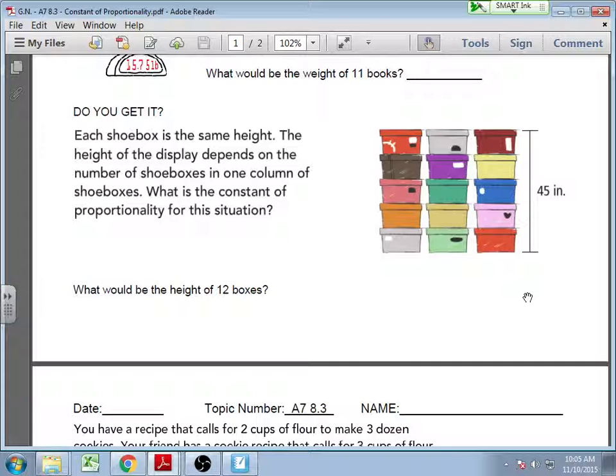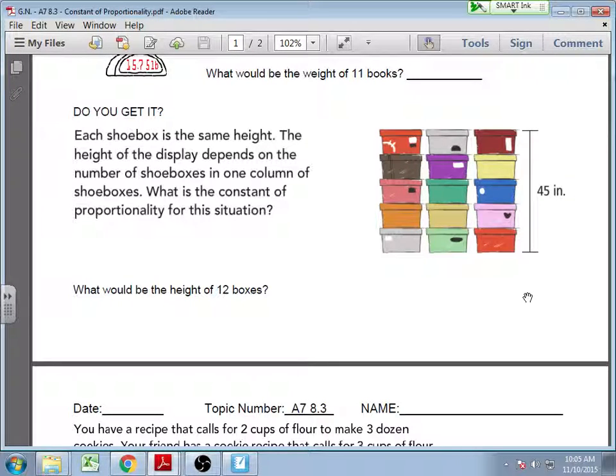Actually, better question. I'll tell you, you can't reach the top. What size of ladder would you need to reach the top? I'm going to take that problem a little bit farther. Is this constant of proportionality going to be the height per box? Well, first off, what's your constant of proportionality? How do you figure that? You do 45 divided by how many boxes there are. But how many boxes there are tall?